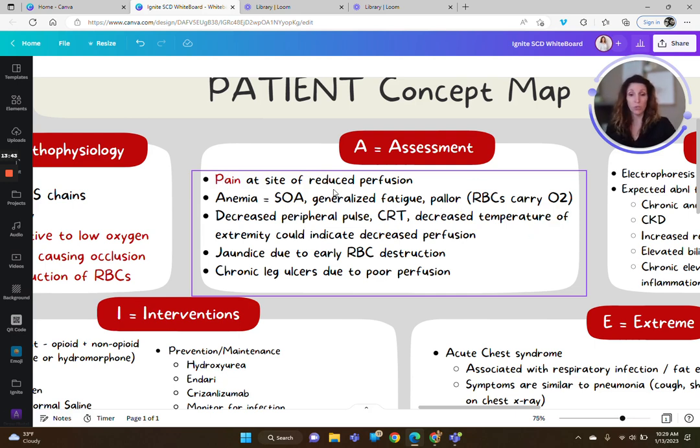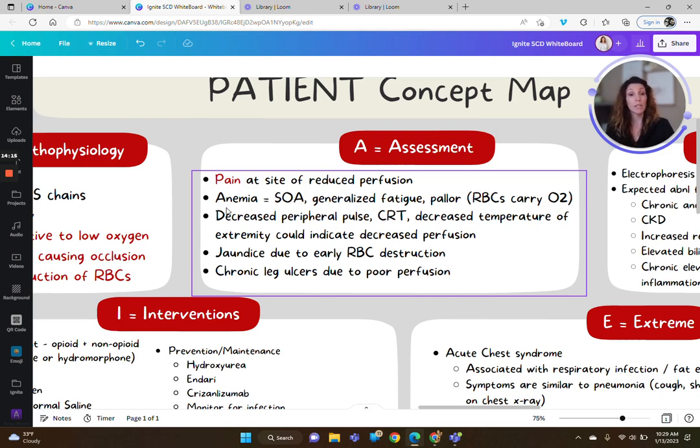If they're having reduced perfusion, as you can imagine, that would cause pain. So if they're having a vaso-occlusive event in their joints, they're going to have joint pain. It depends on where it's happening in the body, where they'll have the pain. There's not really a specific test that says, oh, they're in crisis right now. So we just have to take their word for it. When they're having pain, that's probably suggestive of a crisis.